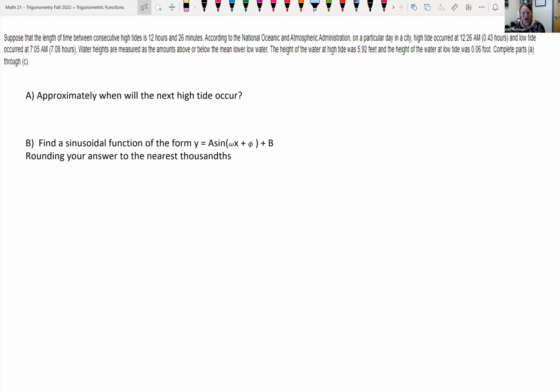Hi, so I wanted to go over one of your trigonometric application problems where you're trying to find the sinusoidal curve that will best fit the data given. So let's look through this and read the question. The question states, suppose that the length of time between consecutive high tides is 12 hours and 26 minutes.